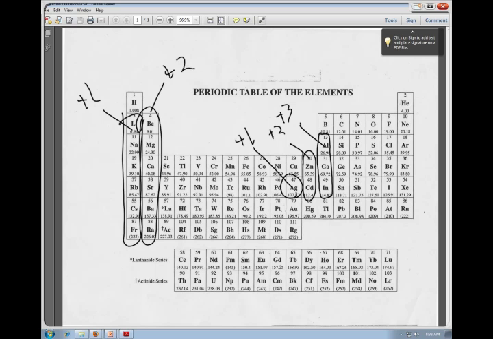Now, why am I not messing with these over here? Hopefully because you said these are non-metals. We're talking about metals right now. So these are all the fixed charge metals.